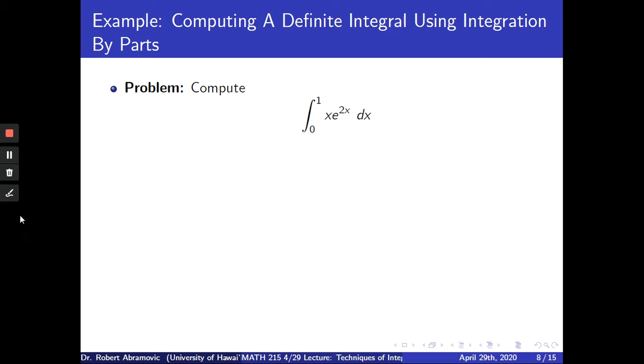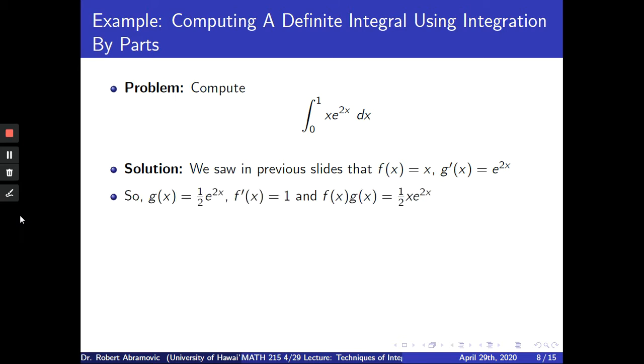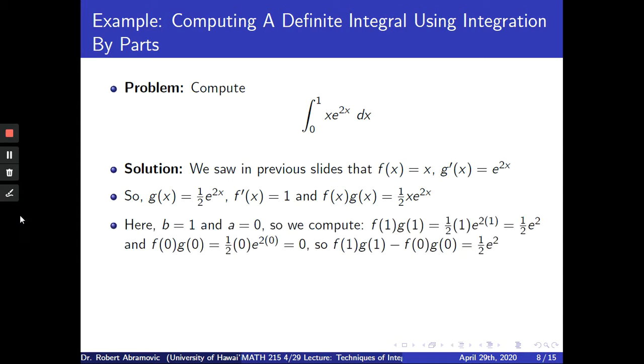Here's the problem. So as before, let's have our integrand be the same function, x e to the 2x. And we saw in the previous slides that we could choose f to be x and g prime to be e to the 2x. That means g is 1/2 e to the 2x and f prime is 1. Their product, f times g, is just 1/2 x times e to the 2x.